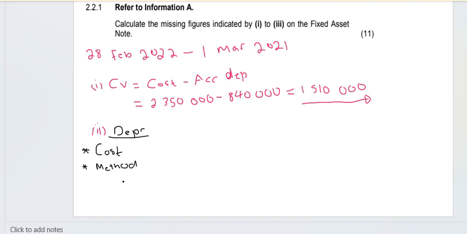Once you get the method, there are 2 kinds of method. We have a method that is called the straight line method. We have a method that is called the book value or diminishing method. If you are using the straight line method, what you need is just the cost times a depreciation percentage.